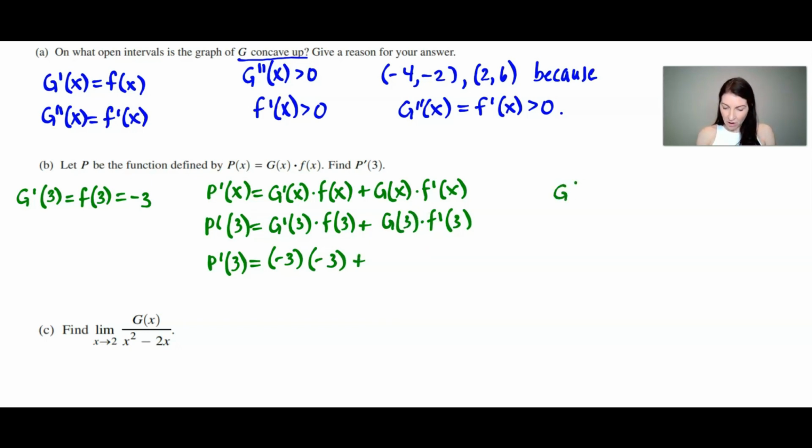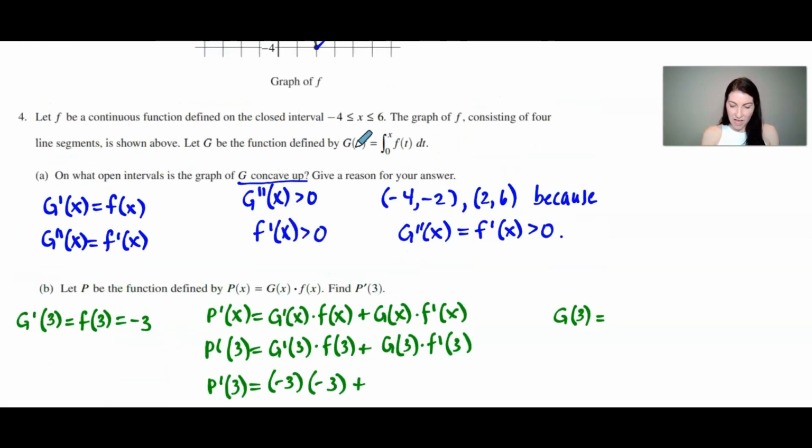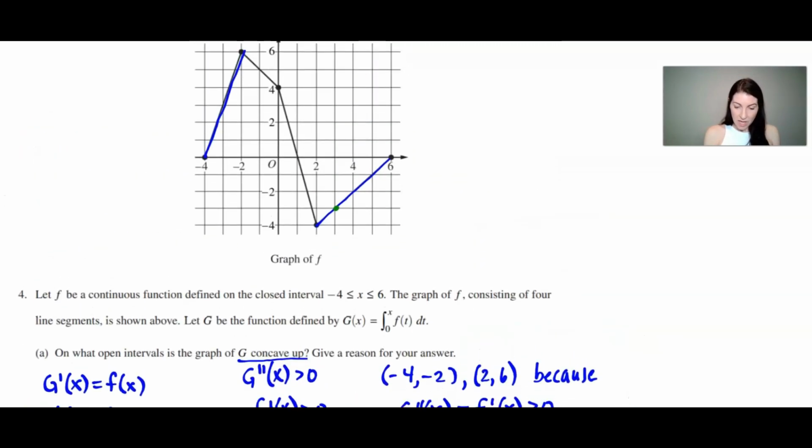So I'm going to find that off here to the side. g of x is defined as this integral here that we were given in the problem. So therefore g of 3 is going to be the integral from 0 to 3, because I'm replacing x with 3, of f of t dt. To calculate this, I'm going to calculate the area under the curve of f, which is the curve that we are given, from the x values from 0 to 3. So that means from 0 to 3, I'm looking at the area under the curve.